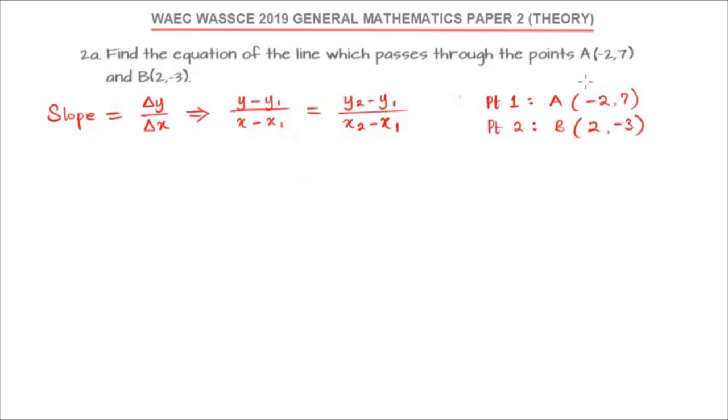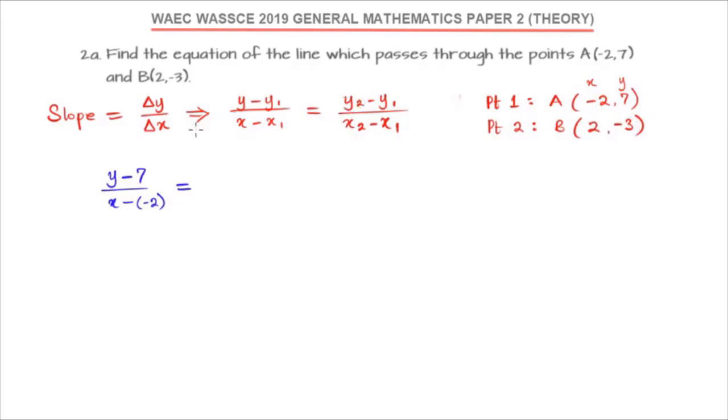So that means the first entry corresponds to x, and the second entry corresponds to y. We are to use that in the equation of the straight line, which you derive from the slope. We can say, okay, now we have y minus y1. y1 in our question is 7, so we have y minus 7 over x minus x1. x1 in our question is minus 2. Don't make the mistake of writing just 2. It is minus 2. So we have x minus (-2).